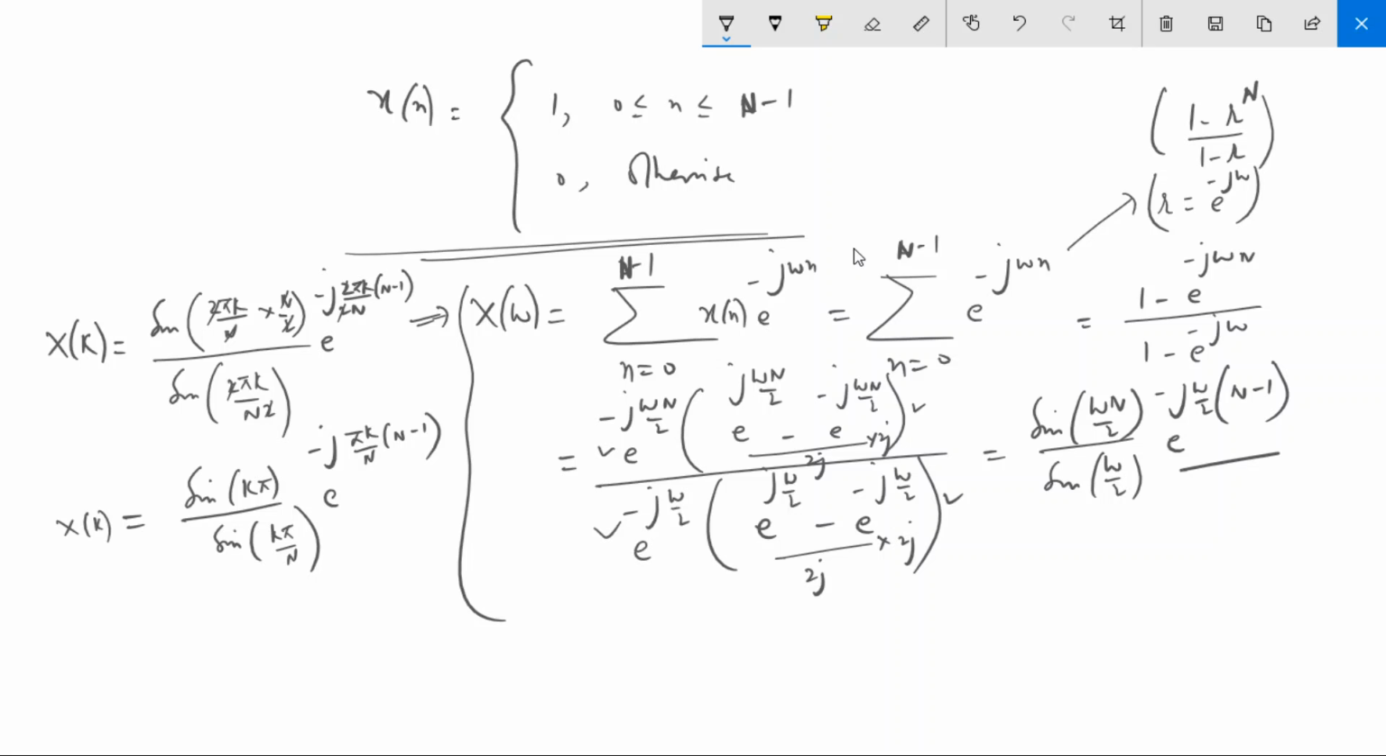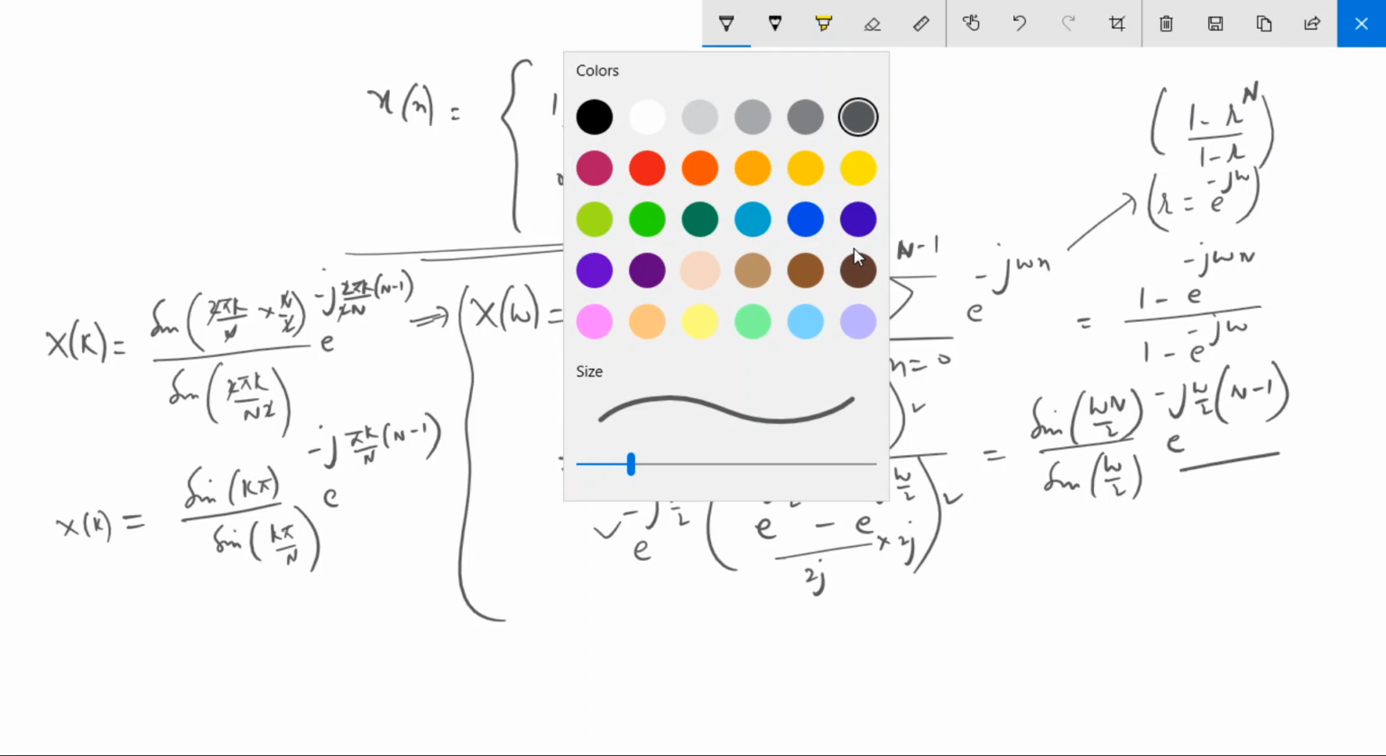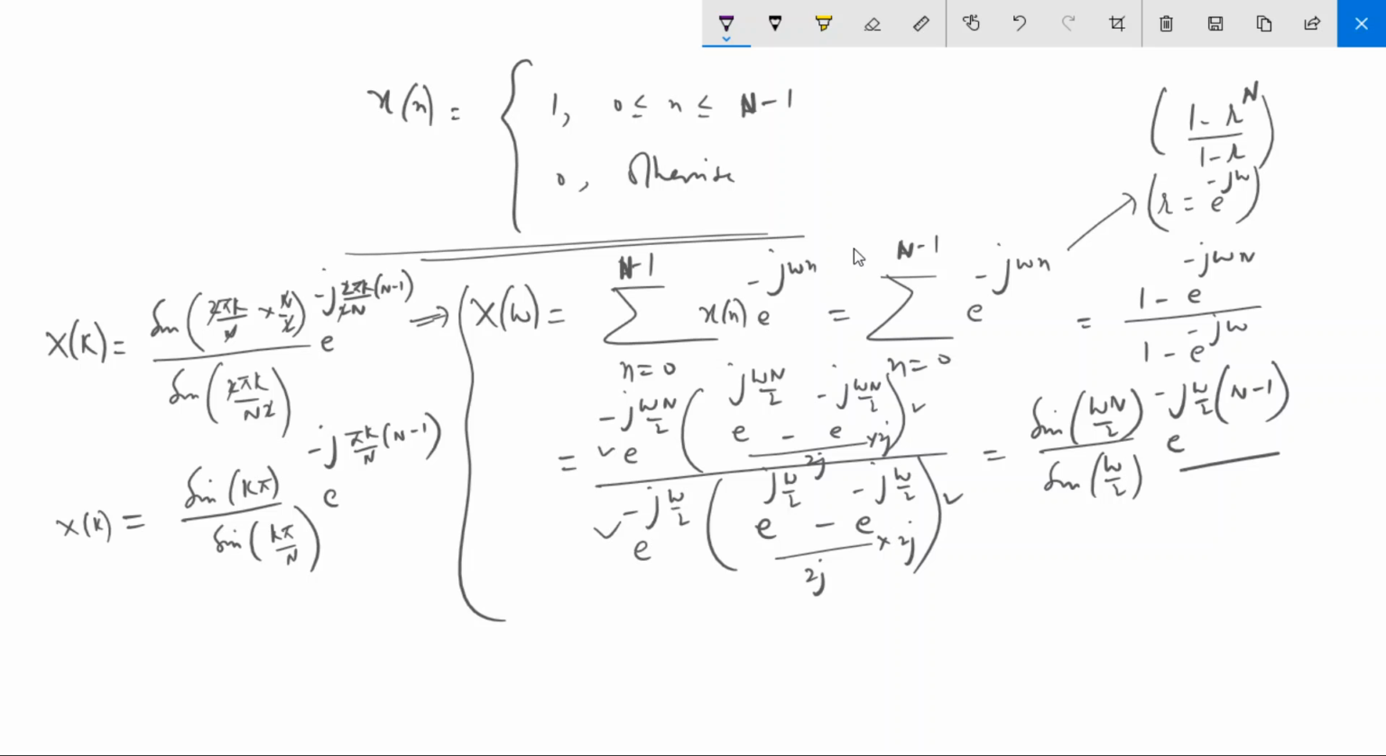Now see, if you plot it, suppose I plot the magnitude response of this X(omega). In the magnitude part I will get only this part, and this is the phase part. If you plot mod of X(omega), again between 0 to 2 pi only, because beyond that it will be the same.